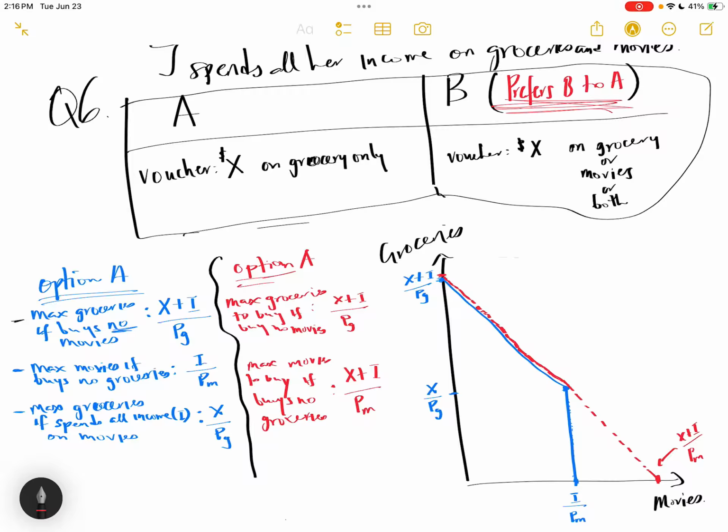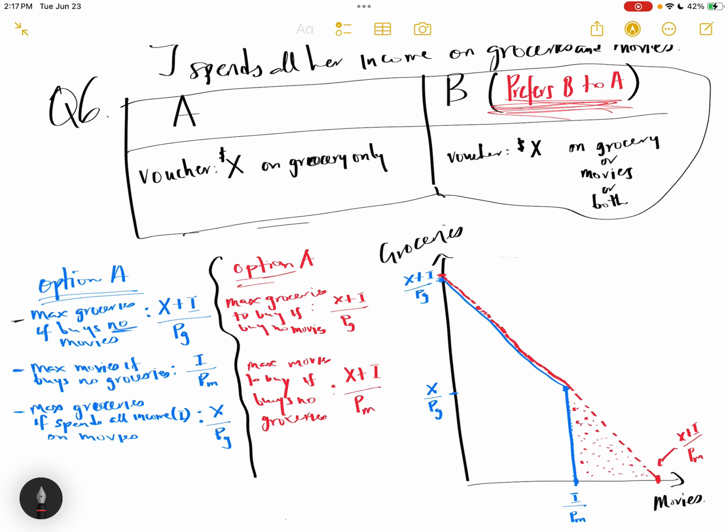There's additional information in the question. The additional information is that consumer J prefers A over B, and I hope you can see why. There is this unique portion which I am shading in polka dot red, which gives the consumer more what? Well, more movies. Fewer groceries, but more movies.